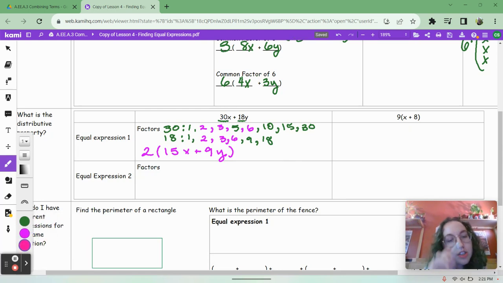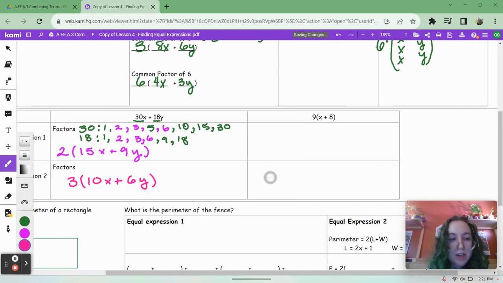Another equivalent expression is I could take out a 3 or a 6, any common factor. If I take out a 3, 30 divided by 3 is 10, so 10x, plus 18 divided by 3 is 6, so 6y.